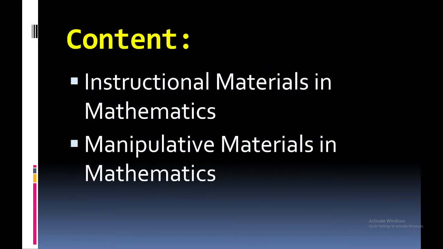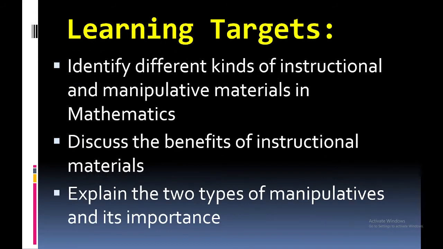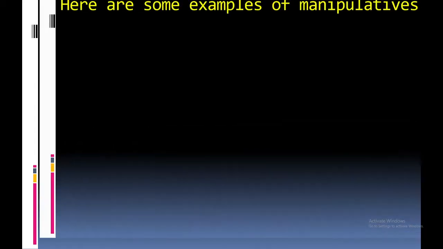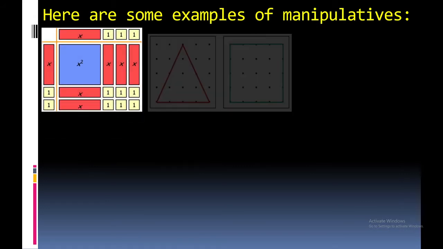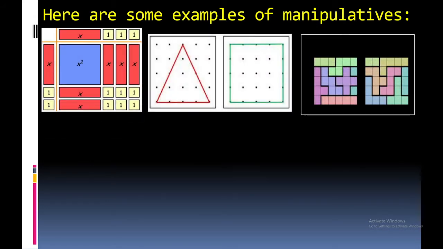The first one is instructional materials in mathematics, and the second one is manipulative materials in mathematics. These are the objectives, the learning targets for our CM1. Identify different kinds of instructional materials and manipulative materials in math. Discuss the benefits of instructional materials, and explain the two types of manipulatives and their importance. Okay. Here are some examples of manipulatives. Are you familiar with these pictures over here?